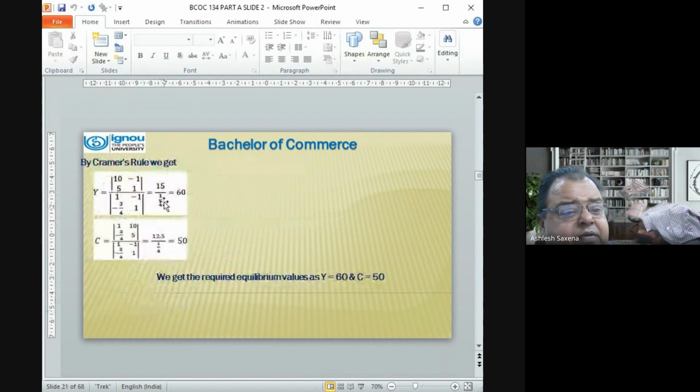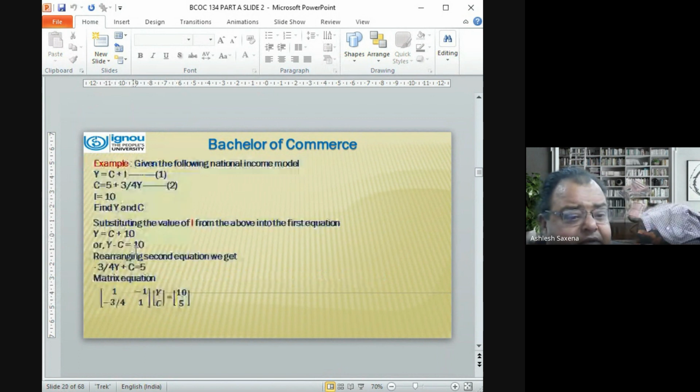That will be 1 by 4. In the numerator, you are going to get 10 into 1, 10, minus into minus, plus 1 into 5 is 5. 10 plus 5 is 15. 15 divided by 1 by 4, that is 60. Here it comes 60.